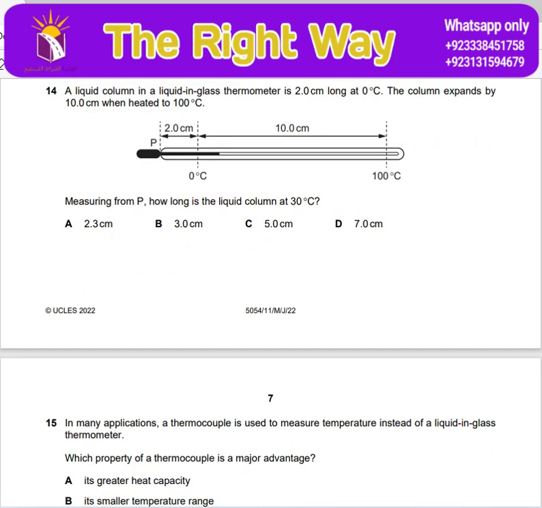Question number 14. A liquid column in a glass thermometer is 2 cm long at 0 degree centigrade. The column expands by 10 cm when heated to 100 degree centigrade. Measuring from P, how long is the liquid column at 30 degree centigrade? Okay, at 100 degree centigrade we have 10 centimeter. For 30 degree, how many centimeter? We have 3 centimeter.